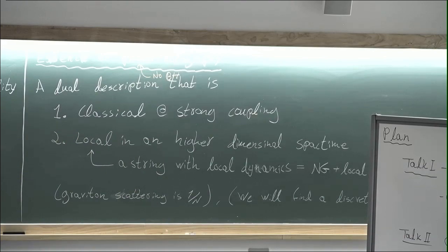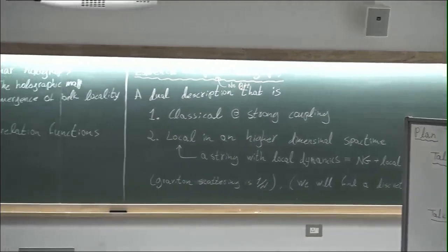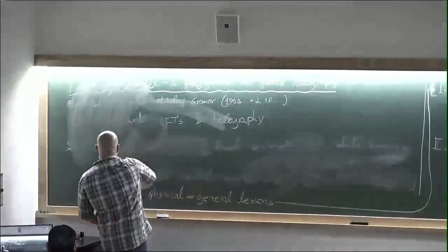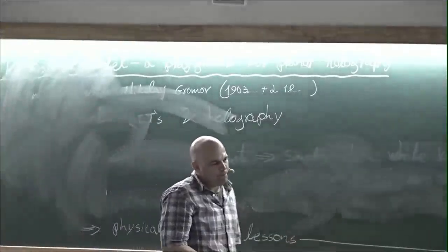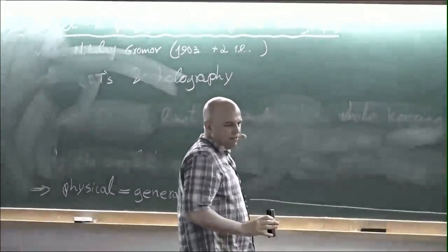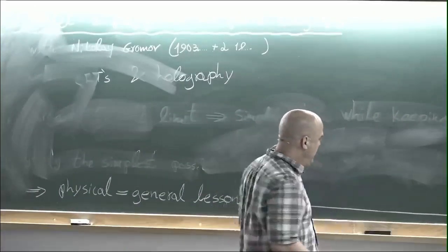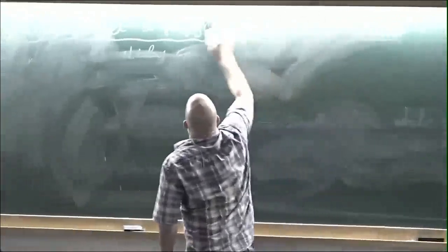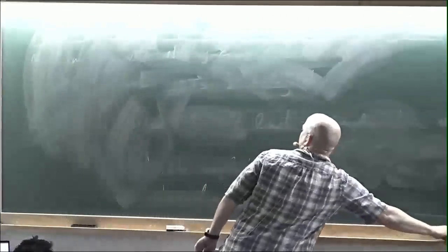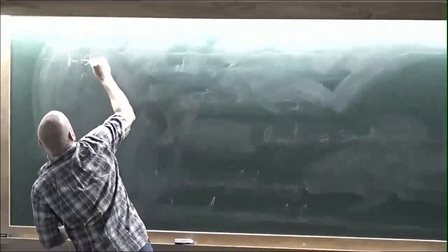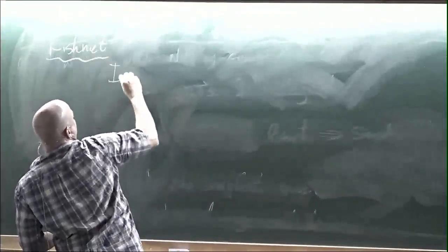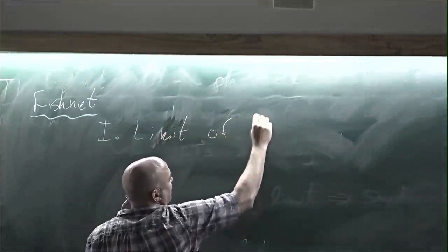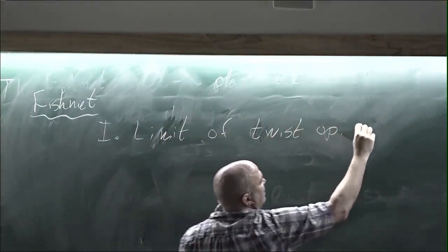So I want to describe a bit the fishnet model. Now, the fishnet model has, in my view at least, two alternative descriptions. One description, which will be maybe the center of the last talk, is not a different theory, but just considers a specific type of observables in N=4. Fishnet, description one: it will be some limit of what we will call twist operators in N=4.